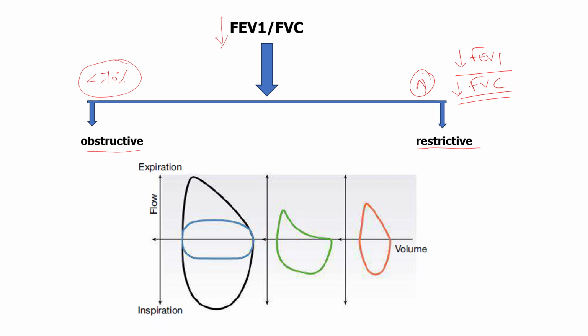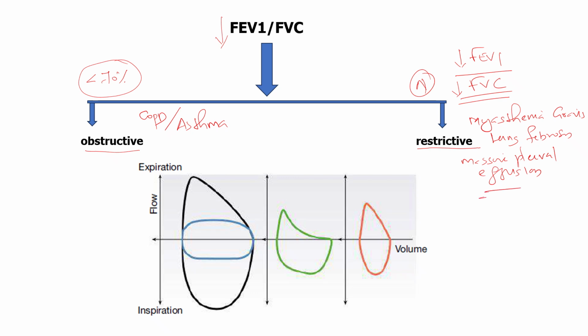Examples of obstructive disease will be COPD, asthma, etc. In restrictive disease, you can give examples such as myasthenia, lung fibrosis, massive pleural effusion, etc.